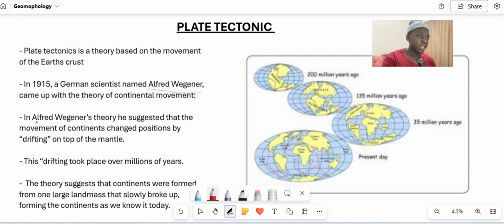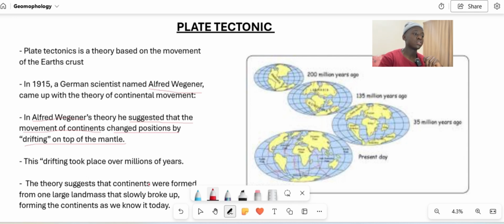In Alfred Wegener's theory, he suggested that the continents changed positions by drifting on top of the mantle. So this theory depicts that there was a shifting or drifting on top of the mantle. That drifting or shifting took place over millions of years, meaning that it took a very, very long time.